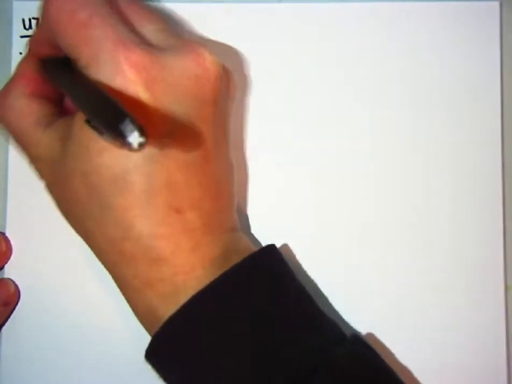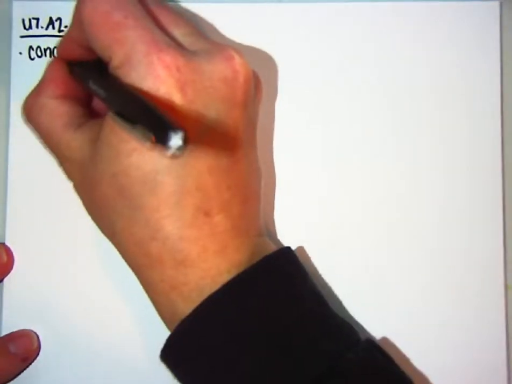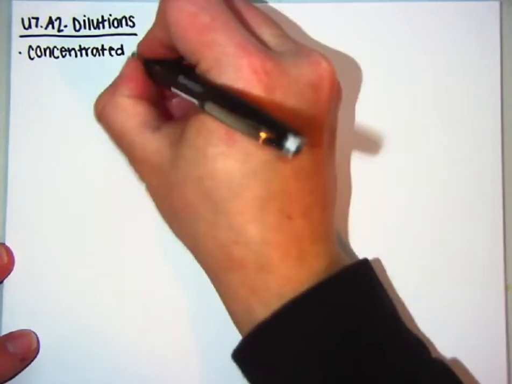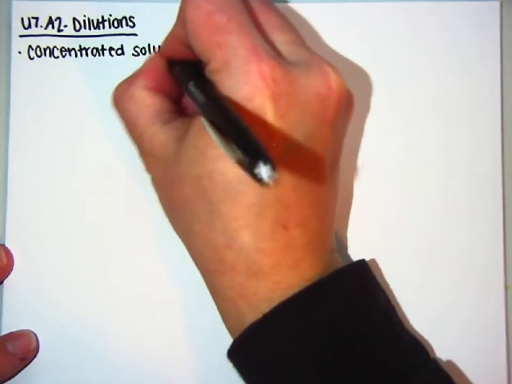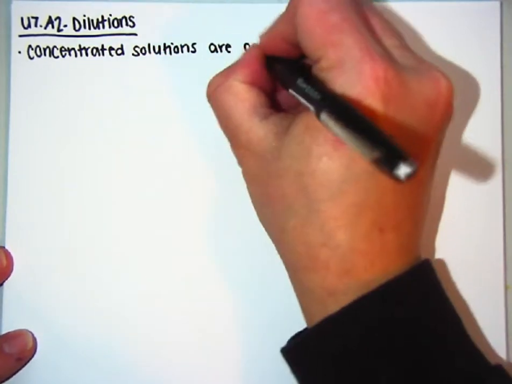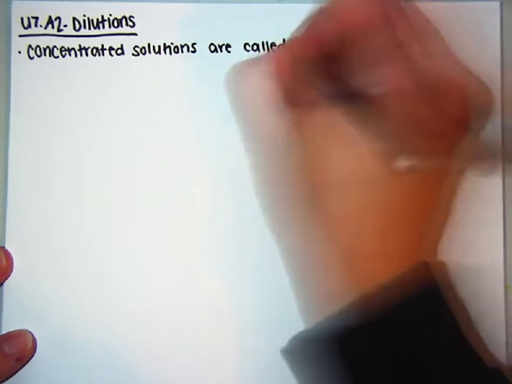In this lecture, we're going to cover Unit 7, Acquisition 2 on dilutions. So first, a term to be familiar with is a stock solution. Concentrated solutions are called stock solutions.